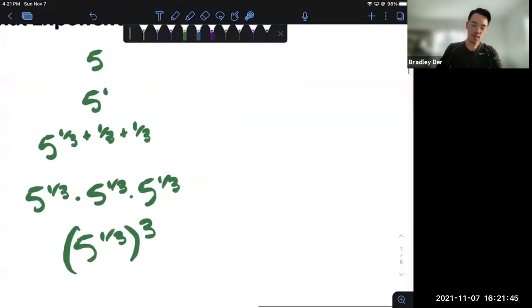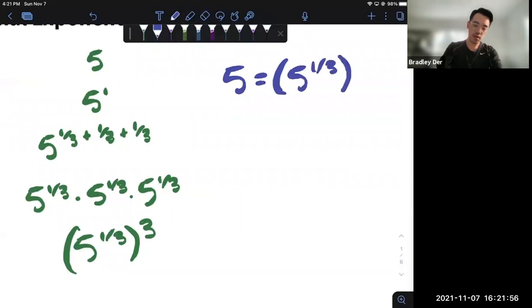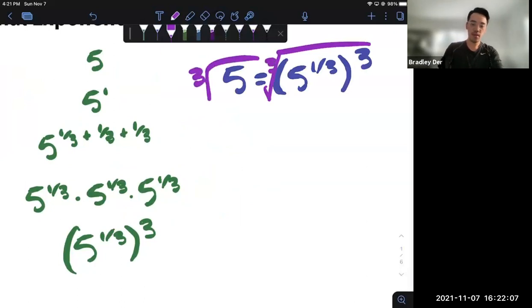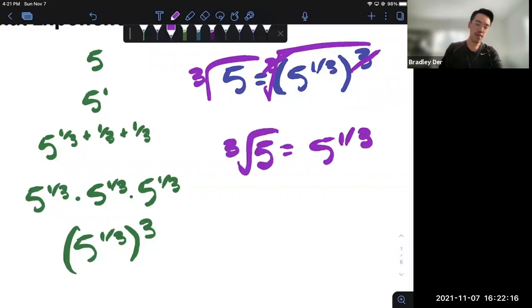So if all of those lines individually are equivalent to everything else in the chain, I can say that 5 is equal to 5 to the 1/3 to the 3rd. We want to find out the value of the thing inside the parentheses. Let's cube root this time. The cube root and the cube take care of each other. 5 to the 1/3 then has to equal the cube root of 5.